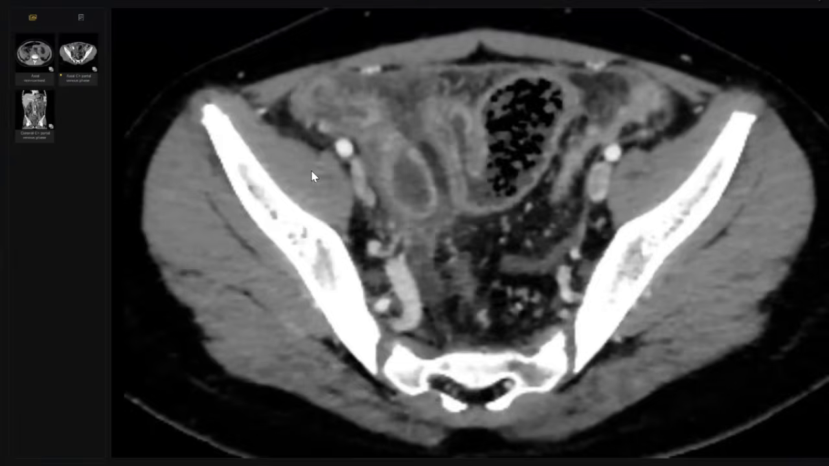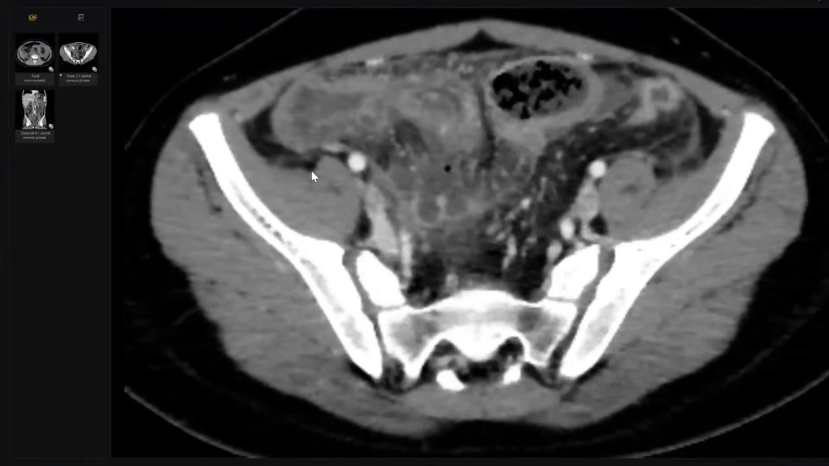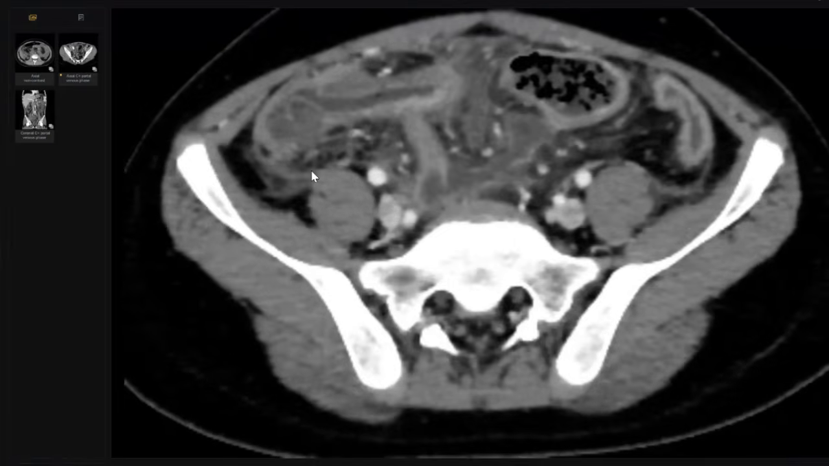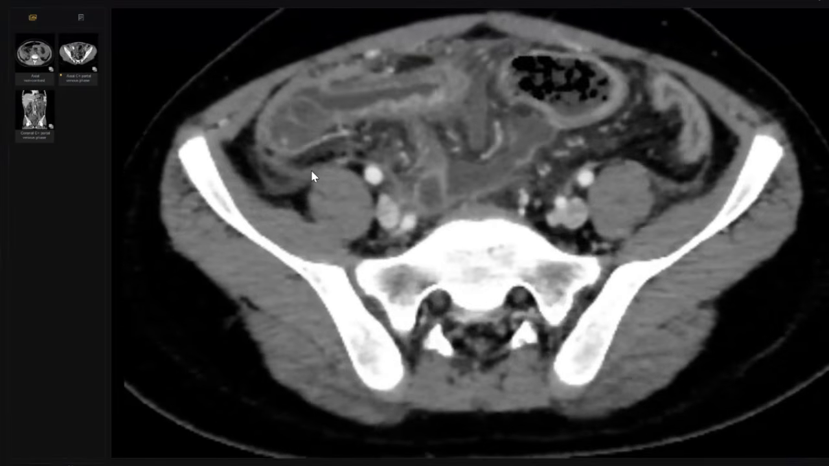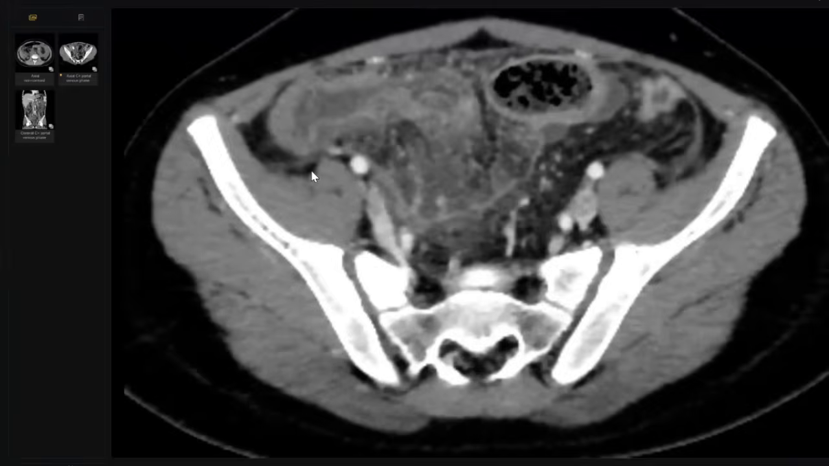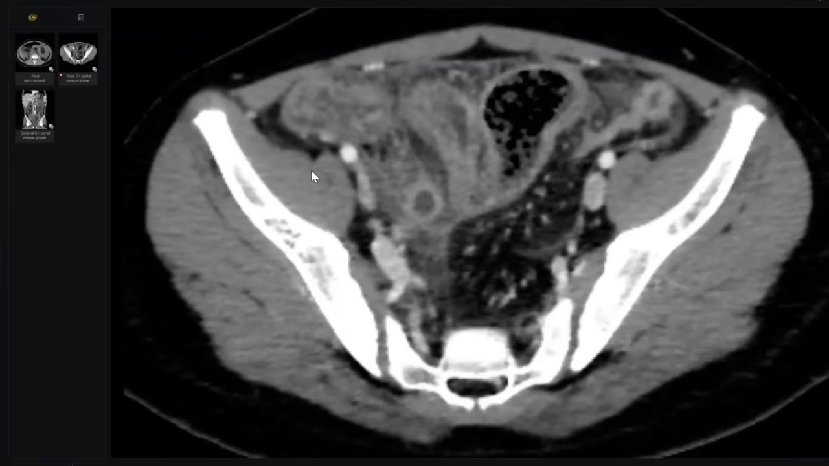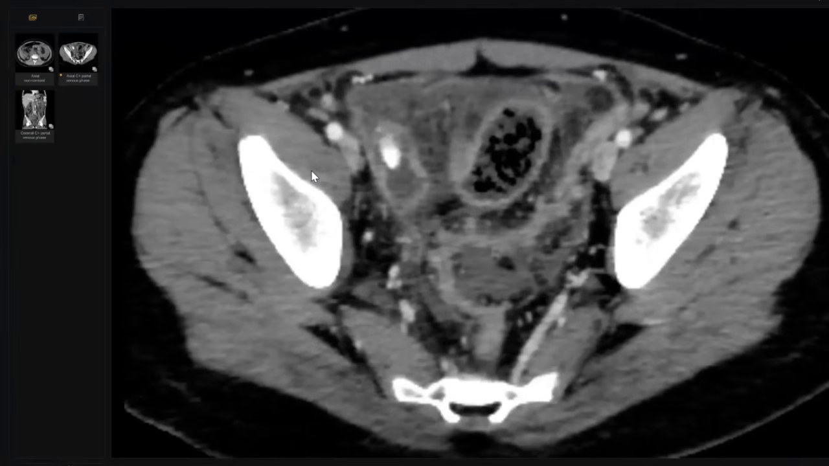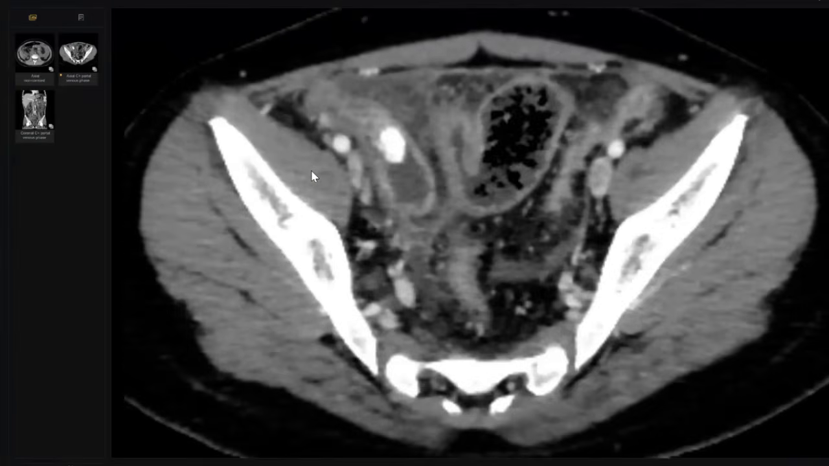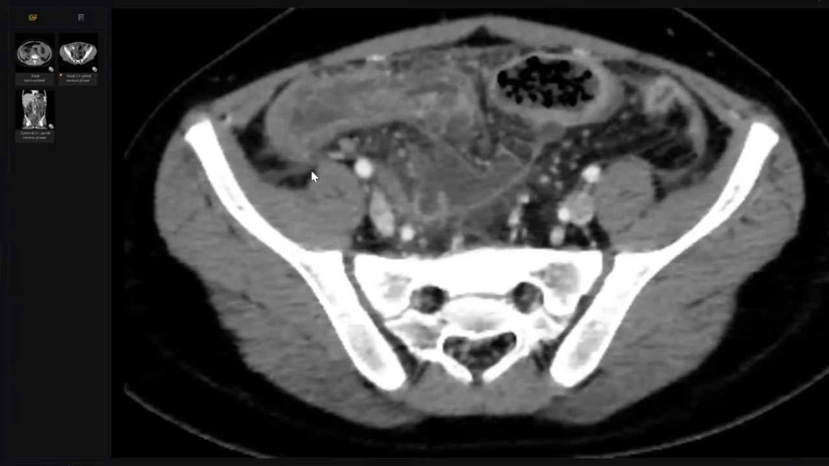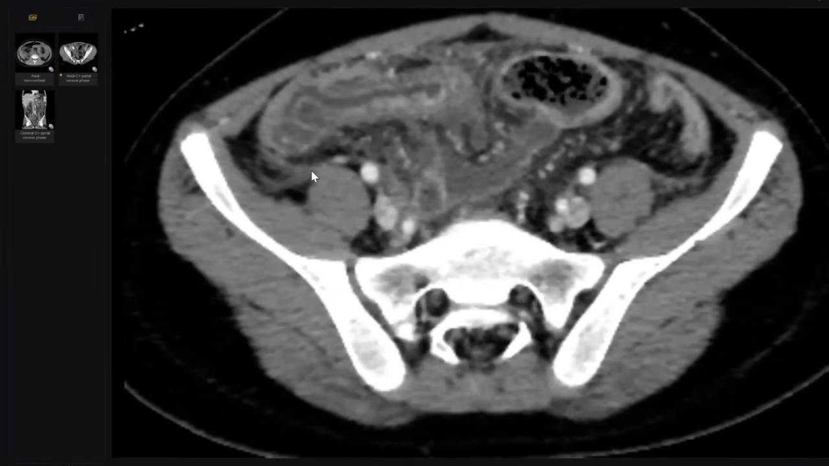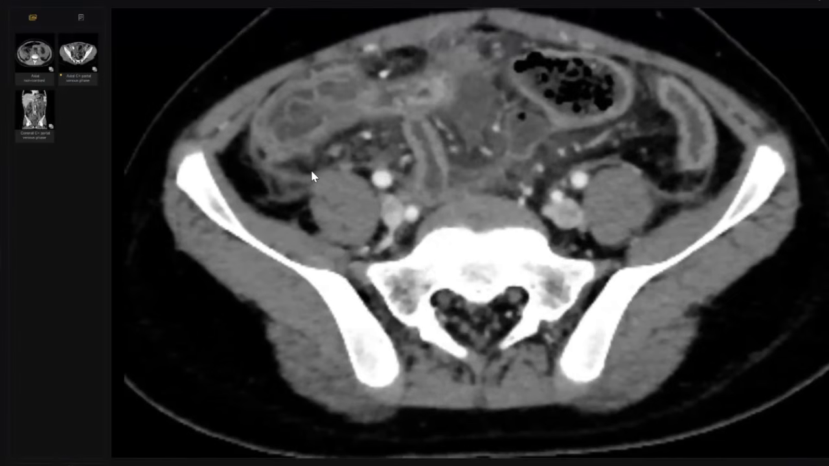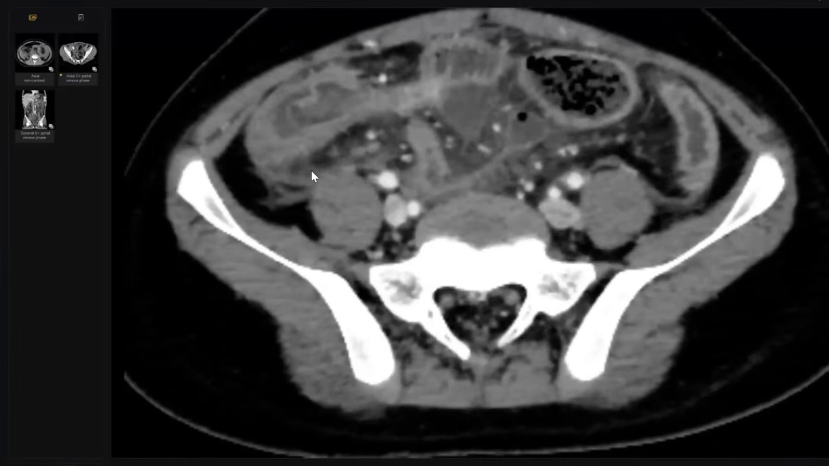Okay, so these are contrast images of the same patient, in which I can see the similar enhancing tubular structure in the right iliac fossa with adjacent bowel wall thickening. And sir, there is another tubular structure that is showing communication with the small bowel. Here, sir, and it also shows mural enhancement. Sir, this is also blind-ended.